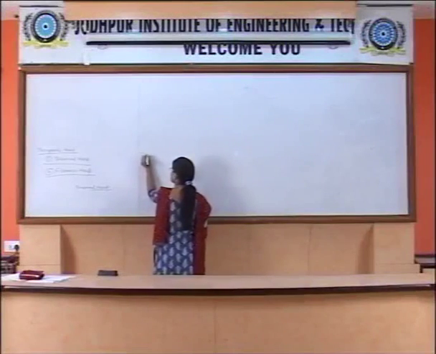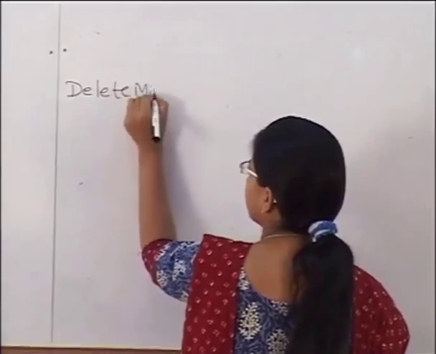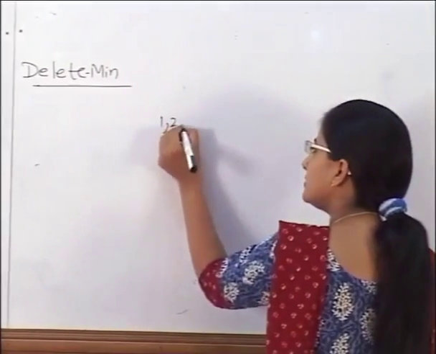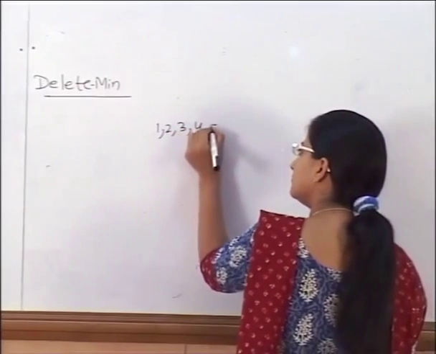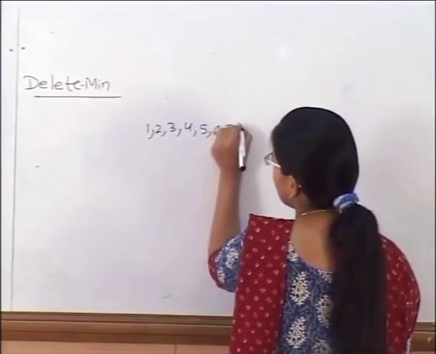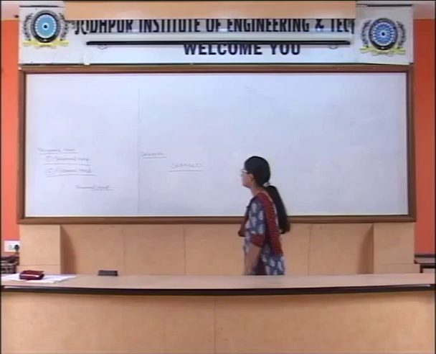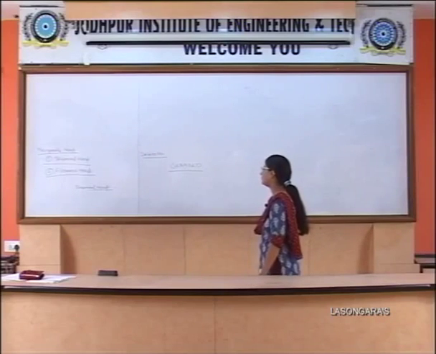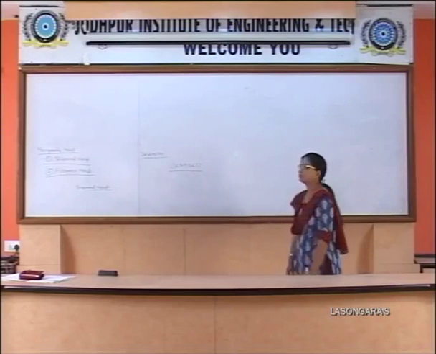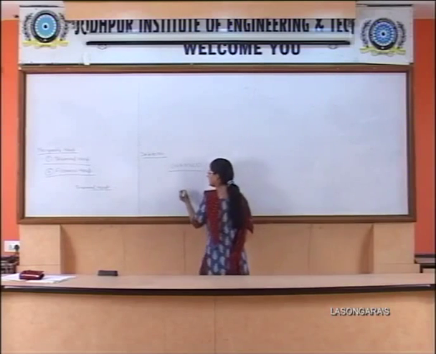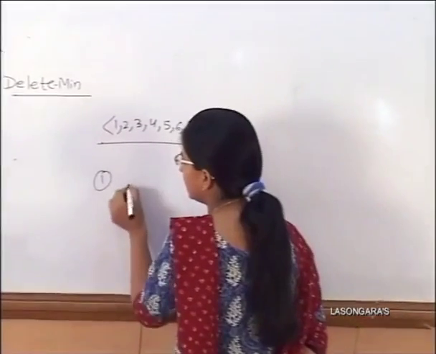Next we will perform the delete min operation. First we have a number of keys. Let these be the keys which we have to arrange first in the form of a binomial heap, and then from these keys we have to delete the minimum value. So first arrange them in the form of a binomial heap.